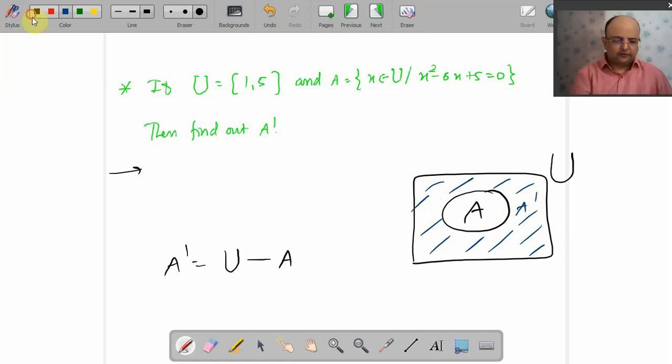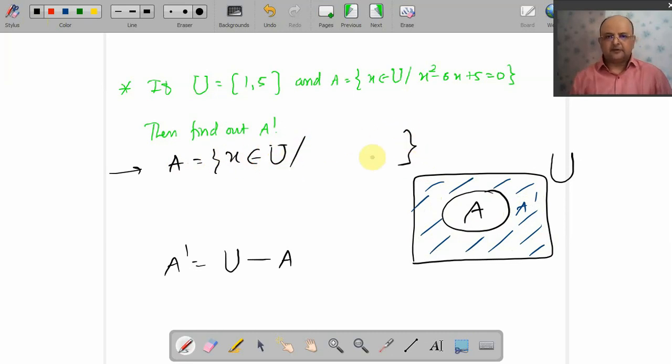So I need to find your A. Your A is x belongs to U such that x square minus 6x plus 5 equals 0. It has two factors, 5 ones are 5. So (x minus 1)(x minus 5) equals 0. You must know factorization, so practice more and more. Now (x minus 1)(x minus 5) equals 0 means either x equals 1 or x equals 5.